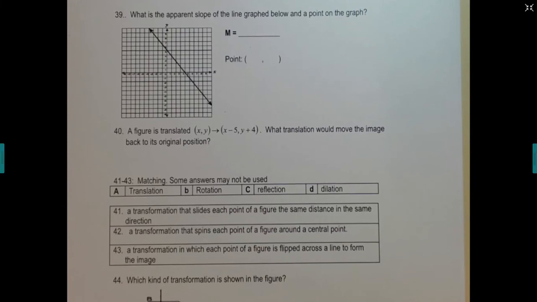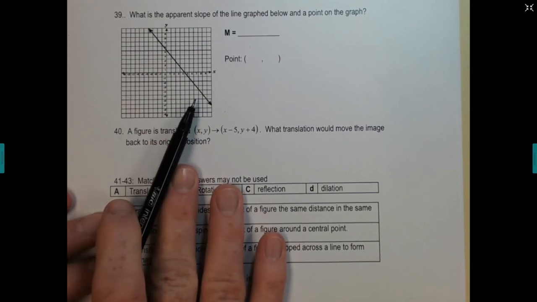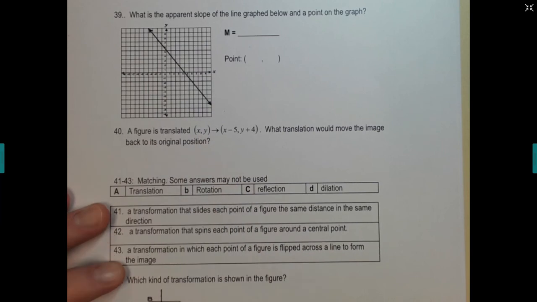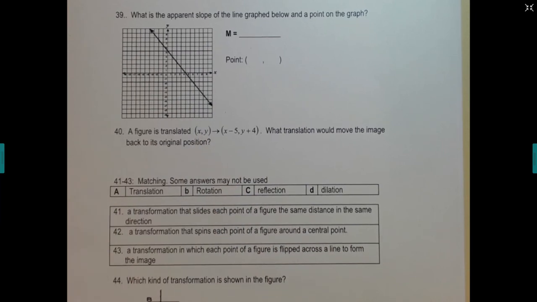Here we go with page 5. First off, you guys, we're looking at the slope of this graphed line. If we're on a graph, we have so many options. Can anybody help me out? What's one way that we could try and find the slope of a line if we have it on a graph? Has anybody got any ideas?